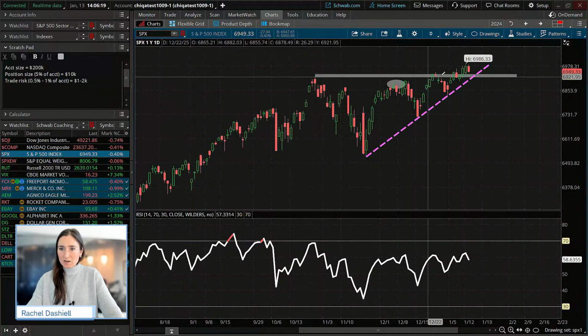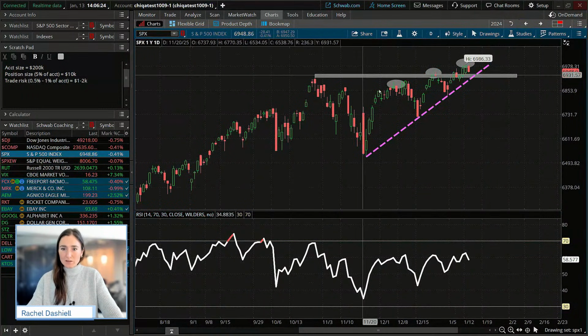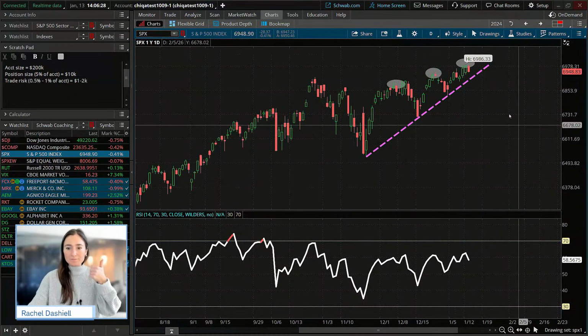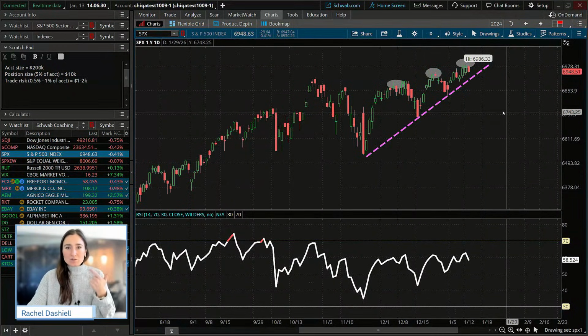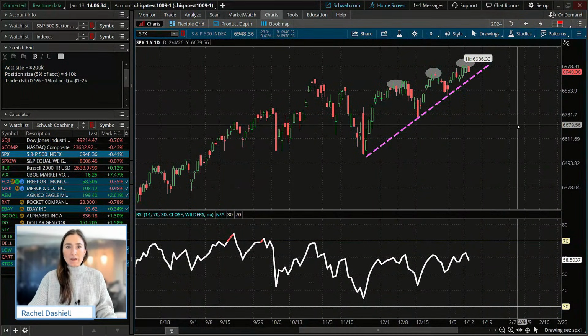So that is the characteristic of an uptrend. That's the number one thing that we look for, which is price. So price is number one. Now the next thing we can do is look down to momentum and see if momentum is confirming that move.